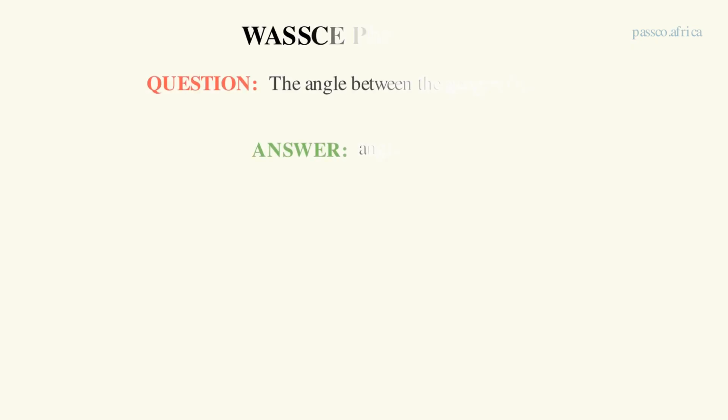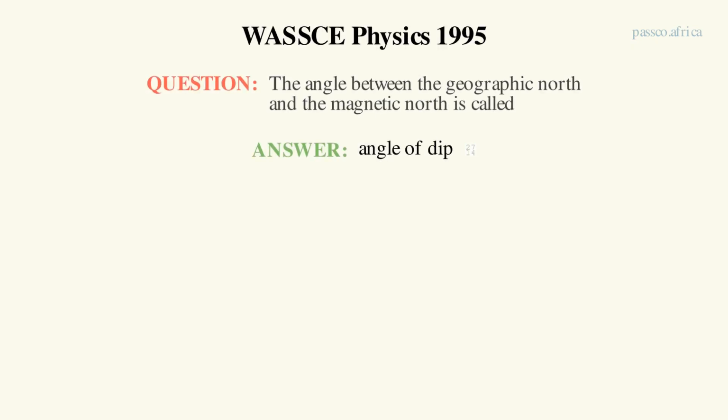Welcome to Passco Africa. Here is the question. The angle between the geographic north and the magnetic north is called. Now, try it yourself.